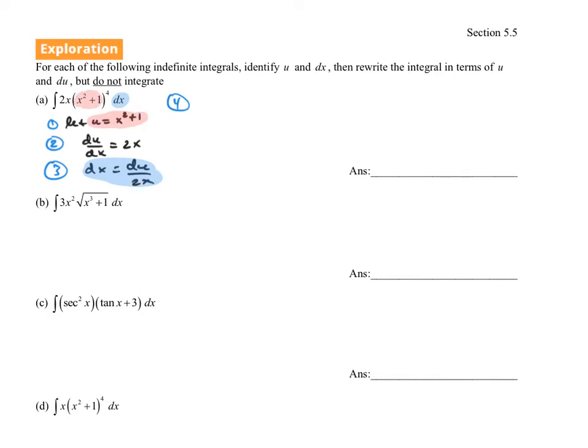So when we do that, we would have the integral of, well, it would be 2x, and then here instead of x squared plus 1, that's u raised to the 4th. And then instead of dx, that's du over 2x. And then if you notice, the 2x's simplify, and we're left with the integral of u to the 4th du. And that's all they want on this problem, is you to set it up so you could integrate it. I just want you to get used to your u substitution problems, okay?